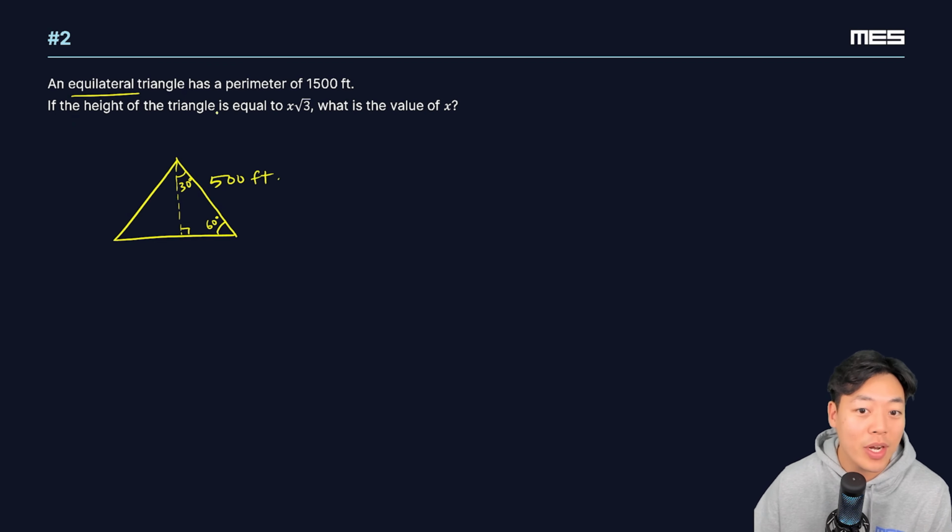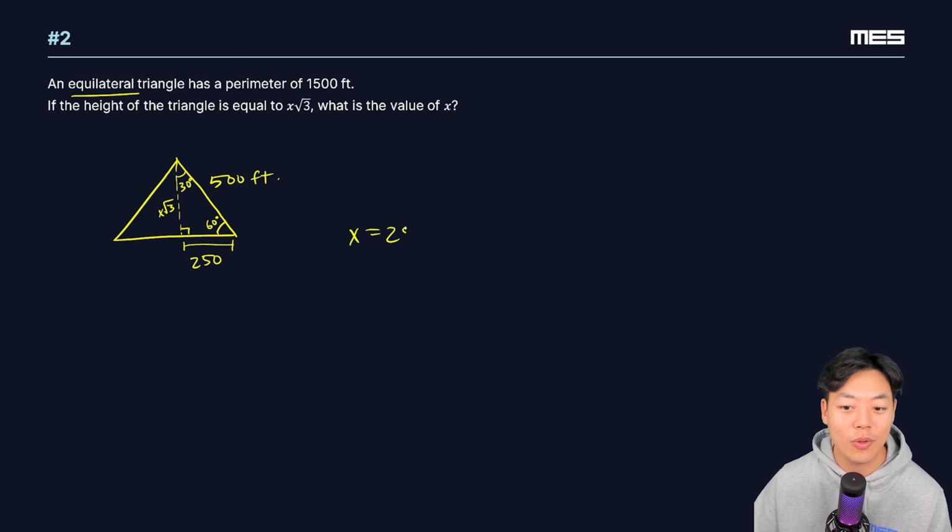If the height of the triangle is equal to x radical 3, what is the value of x? So let's figure that out. We know in a 30, 60, 90 triangle, twice the shorter leg will be the hypotenuse. So going in reverse, this length right here is going to be 250, half of 500. So 250 times radical 3 gives us the longer leg. So x is going to equal 250.